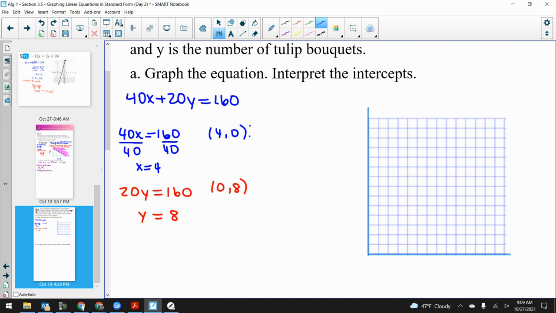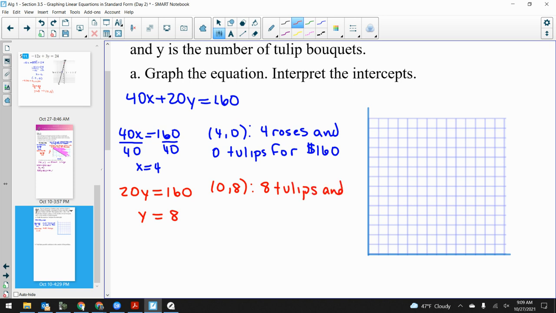Yeah. We can have 4 roses and 0 tulips for $160. Or the other extreme, 8 tulips and 0 roses for $160.